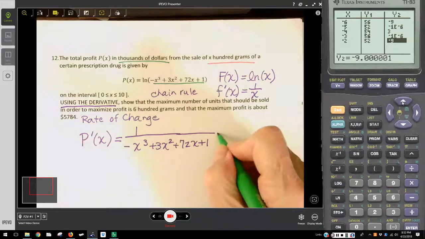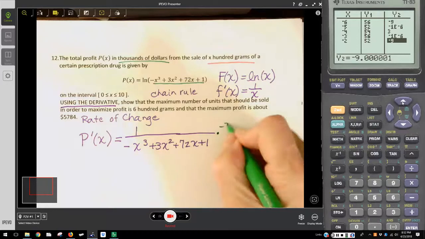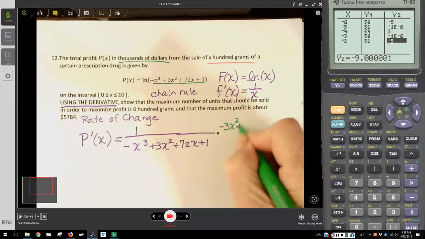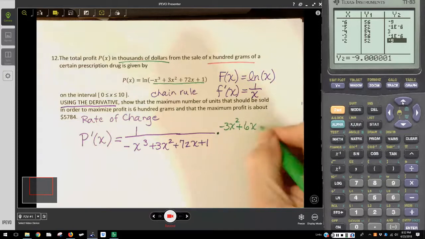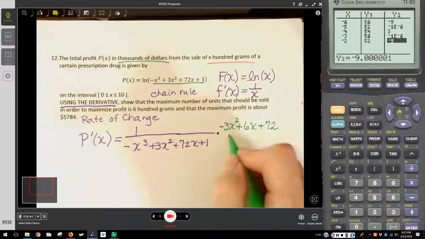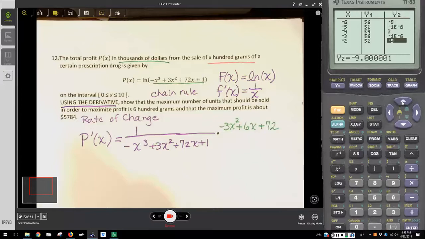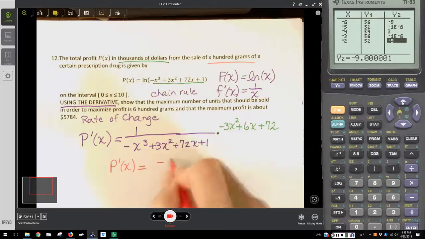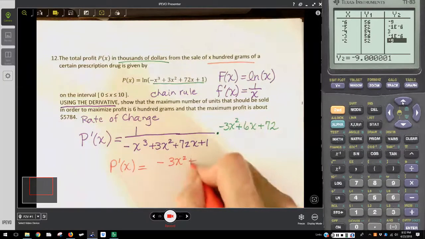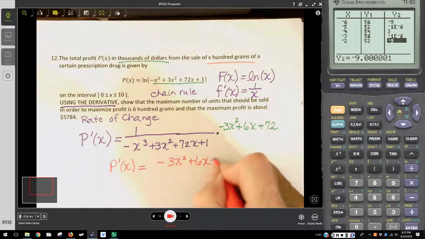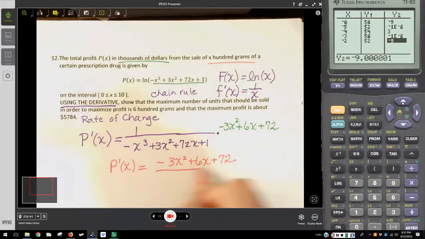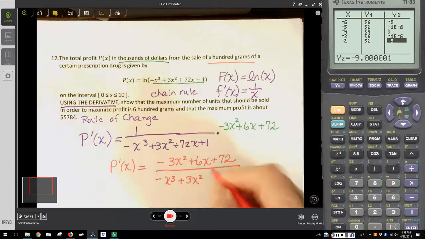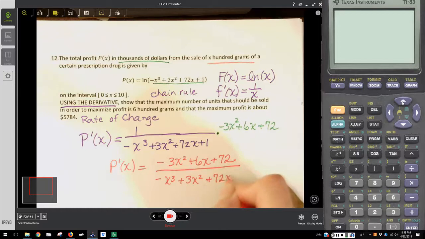And the derivative of negative x cubed is negative 3x squared. And of 3x squared is plus 6x, and of 72x is plus 72. So the derivative actually turns out to be negative 3x squared plus 6x plus 72 over negative x cubed plus 3x squared plus 72x plus 1.